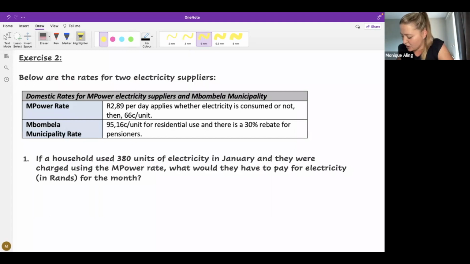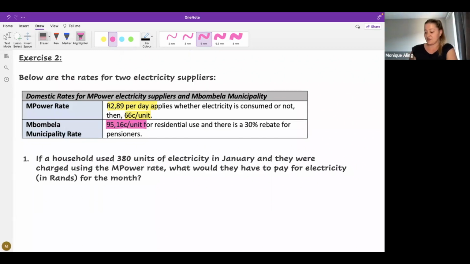So Empower charges 2.89 per day, and it says it applies whether they use electricity or not. And then after that, it is 66 cents per unit used. So every day of the month, they're going to get charged 2.89 for every day of the month, plus 66 cents for every unit. Then the second supplier only charges 95.16 cents per unit.